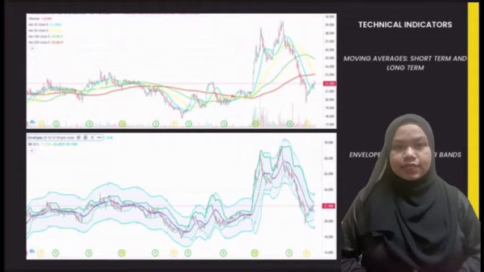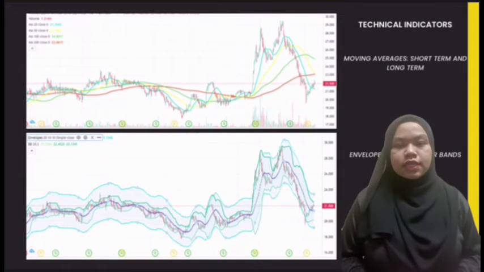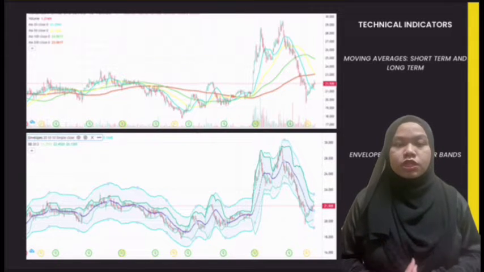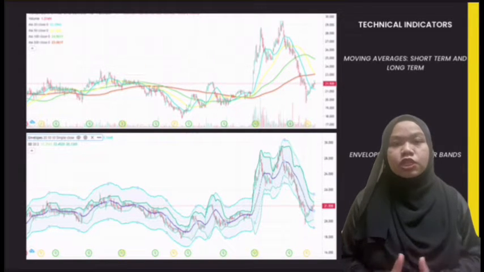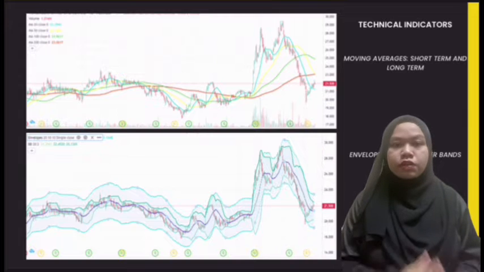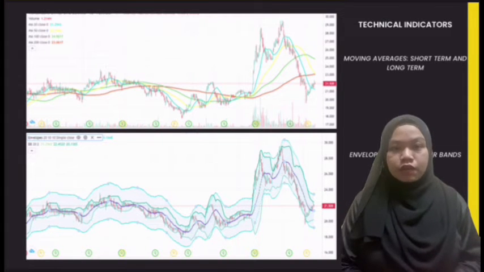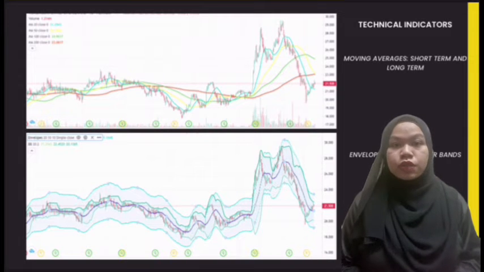Next is technical indicators. The first technical indicator is moving average. Based on the figure, moving average 200 in July until October 2021 shows a bullish market, but after that, in June 2022, it turned into a bearish market. Meanwhile, moving average 50 also shows the same trend as moving average 200.